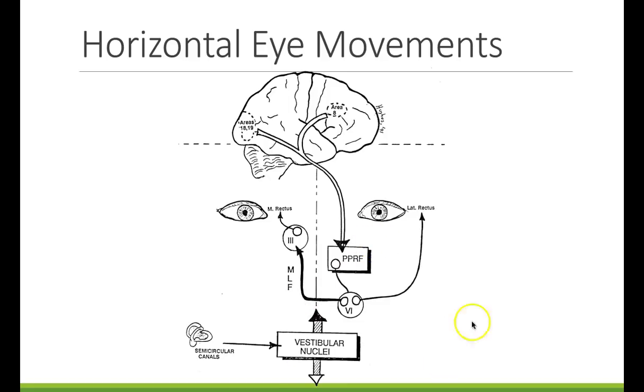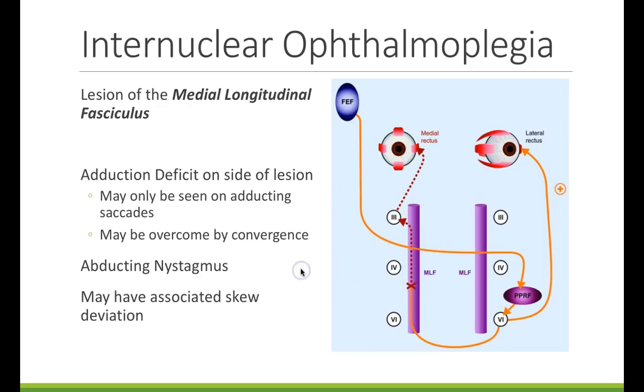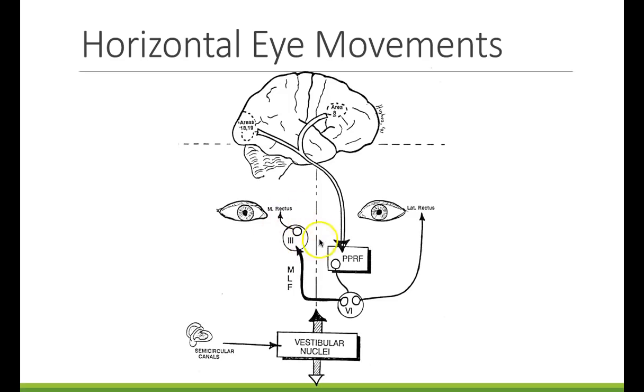So when the signal comes down to the PPRF, and the PPRF sends that information to the sixth nerve nucleus, there is a signal that goes to the lateral rectus via the sixth nerve, and there is a signal that goes across the midline and ascends via the medial longitudinal fasciculus to the third nerve nucleus, and in particular to the nucleus of the medial rectus. That then sends information to the medial rectus, and then both eyes will look over towards the right.